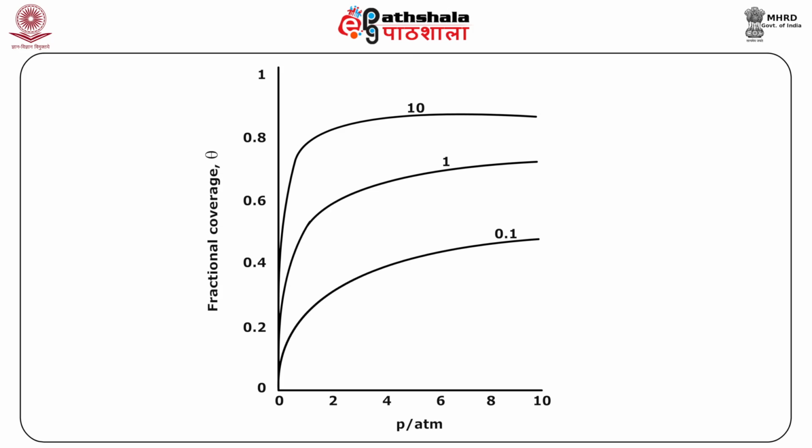If we plot a graph between the fractional coverage theta and pressure P, it is observed that the former increases with the increase in pressure and approaches unity at high pressures only when the adsorbate molecules are forced to occupy every available site on the adsorbent surface. Figure shows the Langmuir adsorption isotherms for the non-dissociative mechanism with different values of K1.